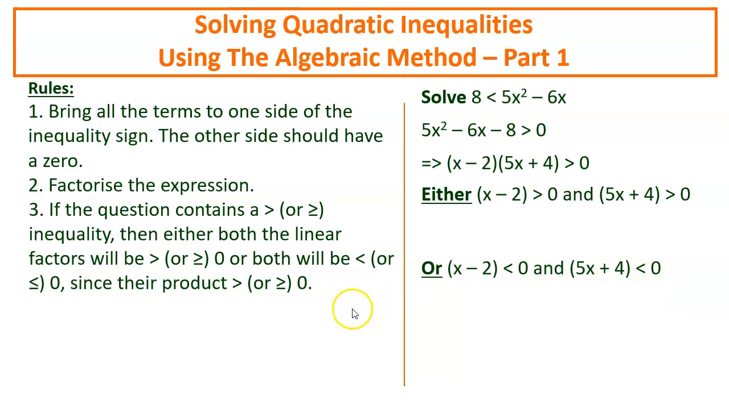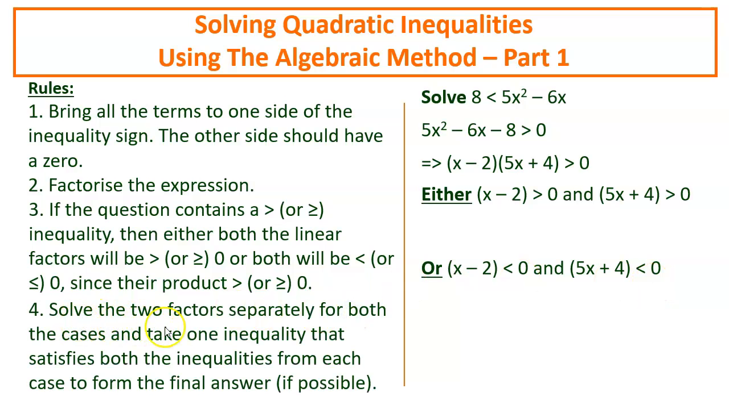Rule number 4. Solve the two factors separately for both the cases. Both the cases means these two, either and or, and take one inequality that satisfies both the inequalities from each case. That means we will be taking one result from this either part and another result from this or part if possible. Now for this particular question, we will be able to take one result from each part.